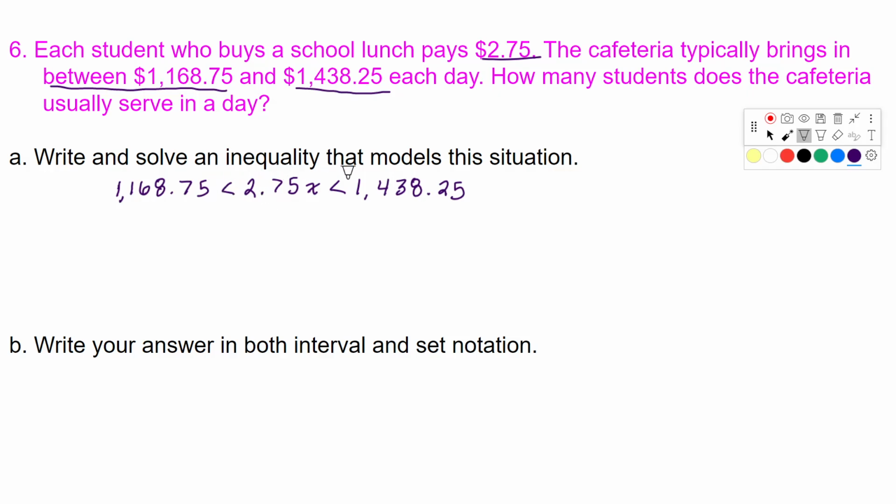I am not going to include them by using an equal to symbol. So I need to solve for x. x is being multiplied with 2.75. So I'm going to divide the middle by 2.75, but I'm also going to do this on each end, each inequality. So it's like solving two inequalities at the same time when it's written as an and compound inequality in this form.